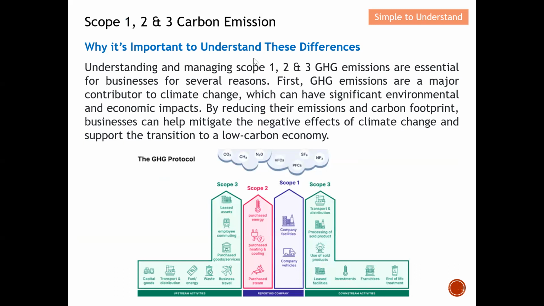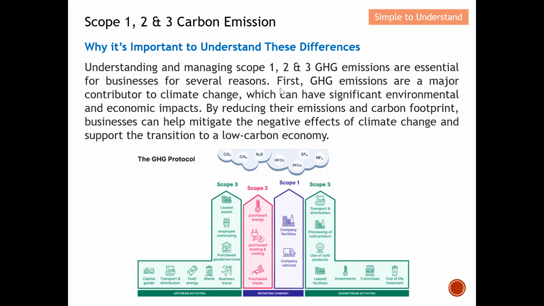Why is it important to understand this difference? Understanding and managing scope 1, 2, and 3 greenhouse gas emissions are essential for business for several reasons. After several years, if you want to participate in a certain tender or be involved in certain projects, there may be regulation. At this moment it's good to have, but very soon, instead of good to have, it becomes a must have. Therefore, it's very important that we understand scope 1, scope 2, and scope 3 now.